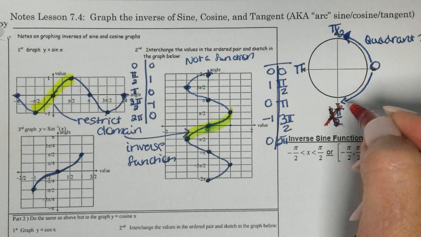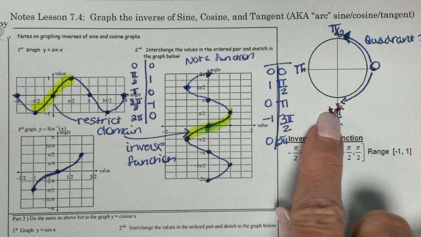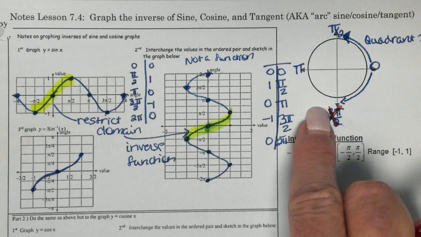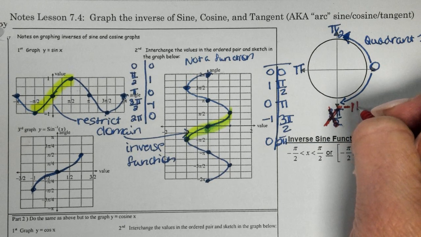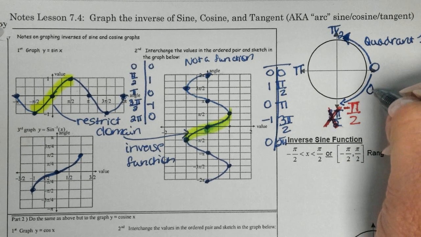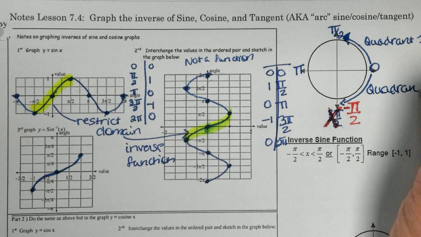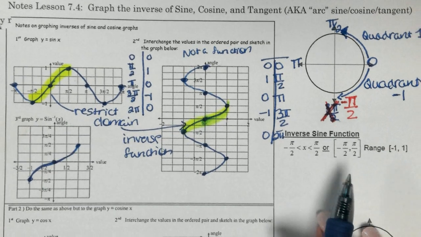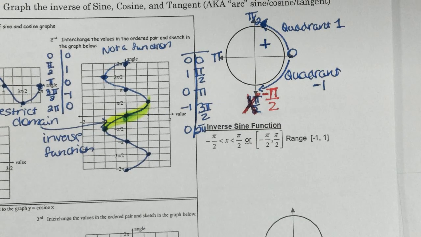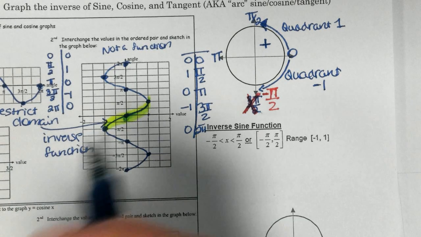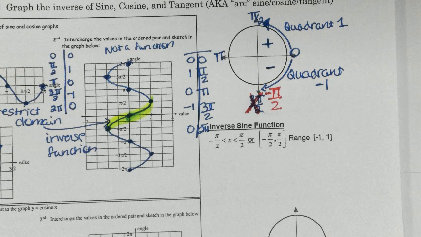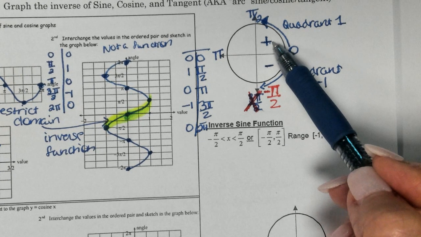0 pi. So from 0 to, if we're going in a negative direction, negative pi over 2. So this is now negative pi over 2, because we're going to call this quadrant negative 1. So if I have a positive ratio, the angle that we're looking for is going to be in quadrant 1. If I have a negative sine ratio, my angle is going to be in quadrant negative 1. So it's just going to be the negative version of whatever I have here.